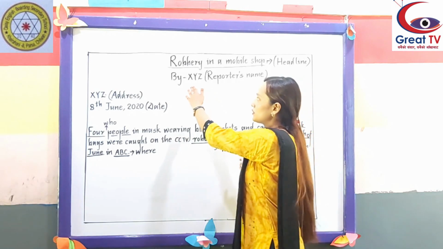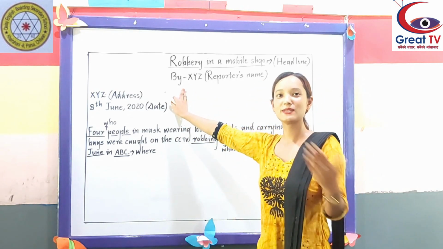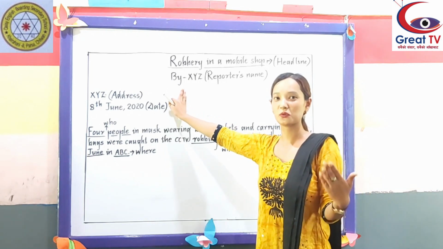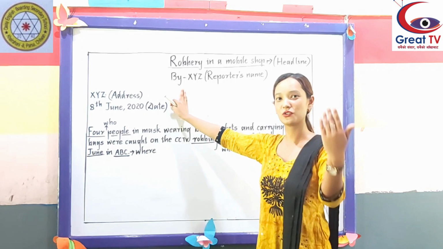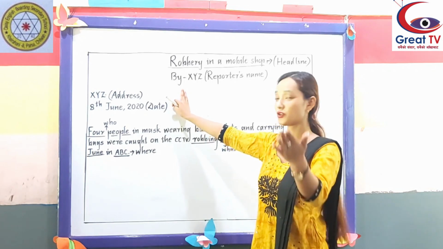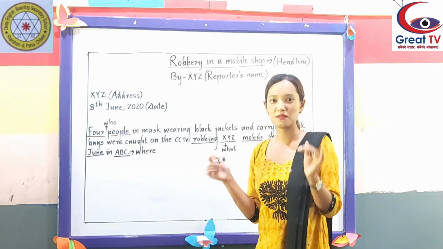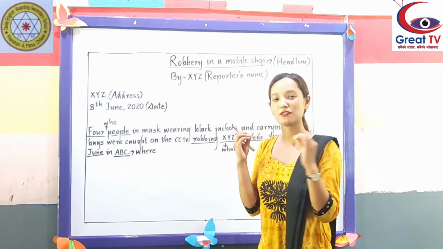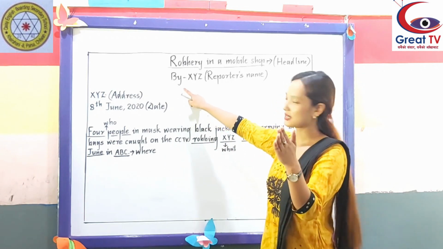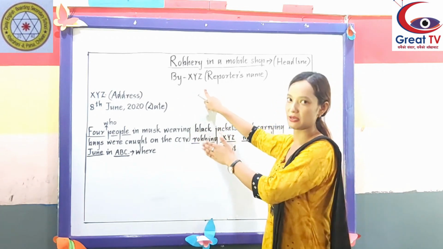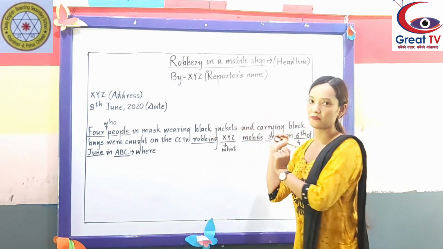Below that, you are going to write the byline. Now, what is a byline? Byline means the reporter's name. Who is the reporter? You are preparing the report, so you are the reporter. You are going to mention your full name with the word by. First you write by, after that you mention your name. That is the byline.